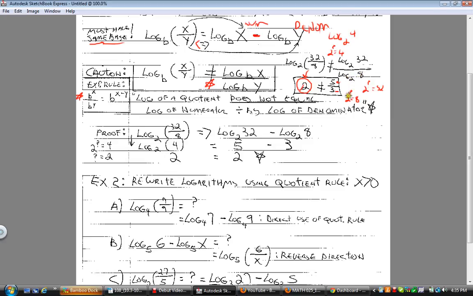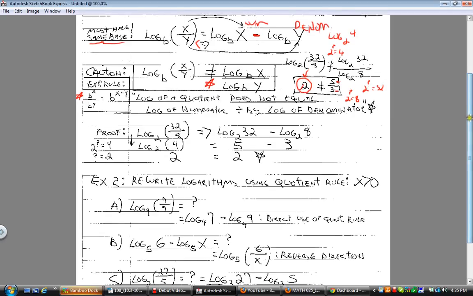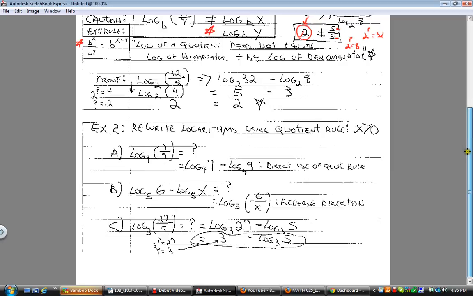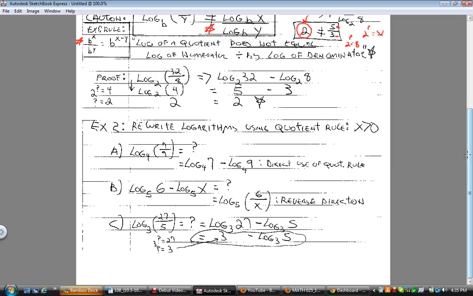So that's a good shortcut way to evaluate logs when you've got the base and a result. Ask yourself, the base raised to what exponent equals the result. Usually you'll see the answer. Now here, 2 simply does not equal 5 divided by 3, therefore there's proof that you can't do it that way. So please keep that in mind. In words, the log of a quotient does not equal the log of the numerator divided by the log of the denominator.